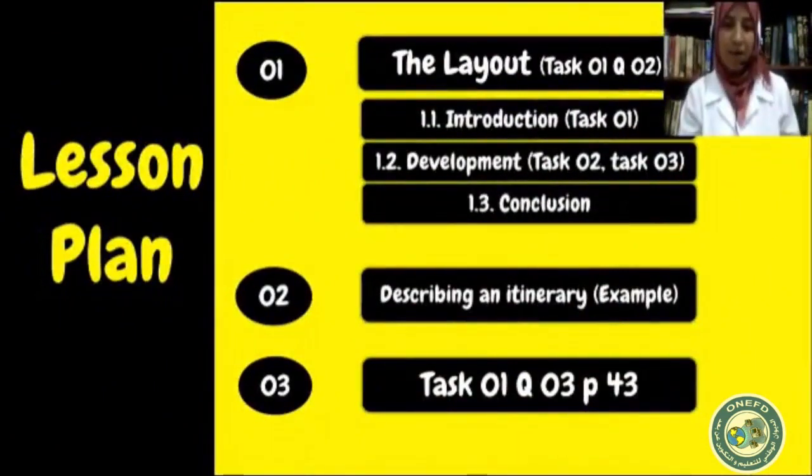So our outline for our lesson today is first presenting the layout, task 1, question 2, page 43, with its 3 parts. First we have the introduction. We are going to do the task together. Second, we have development. We have 2 tasks to do together as well. And third, we have conclusion. Second, we are going to see an example of how to describe an itinerary. And third, we are going to do together task 1, question 3, page 43. So let's start.